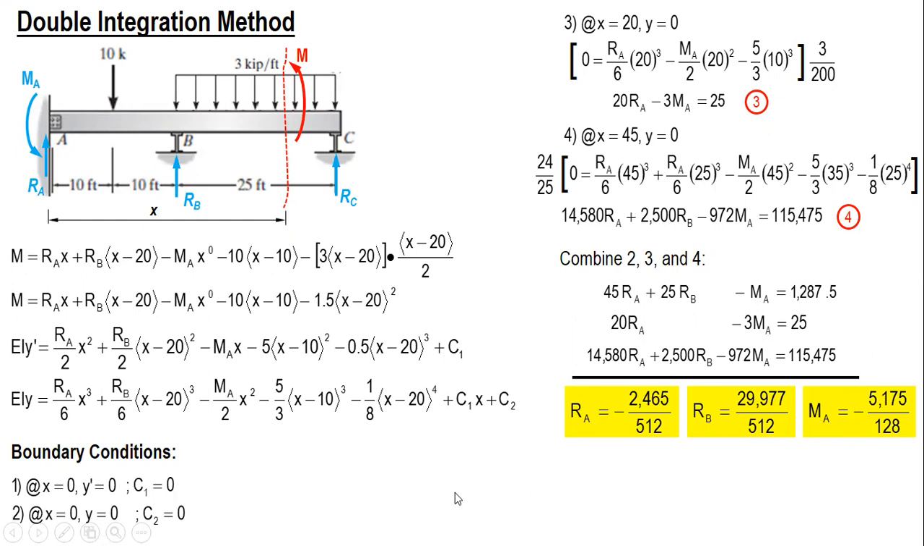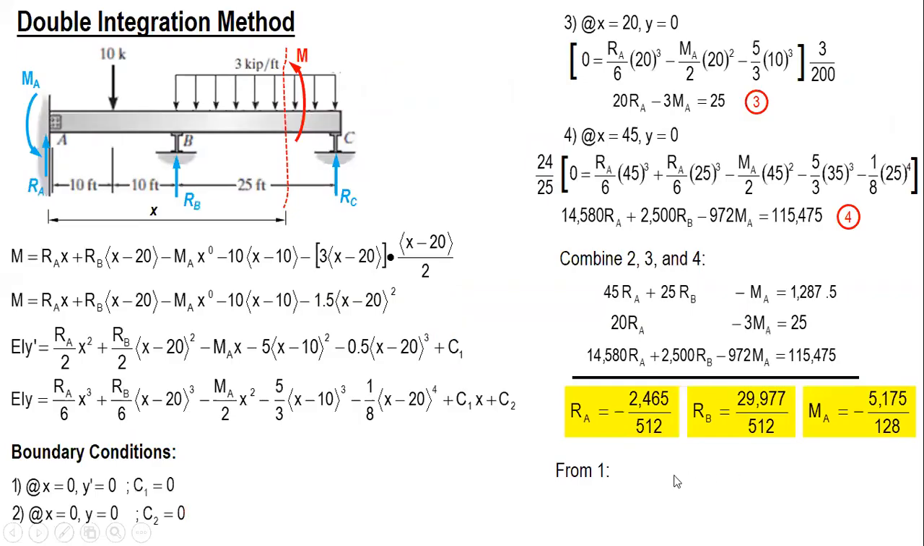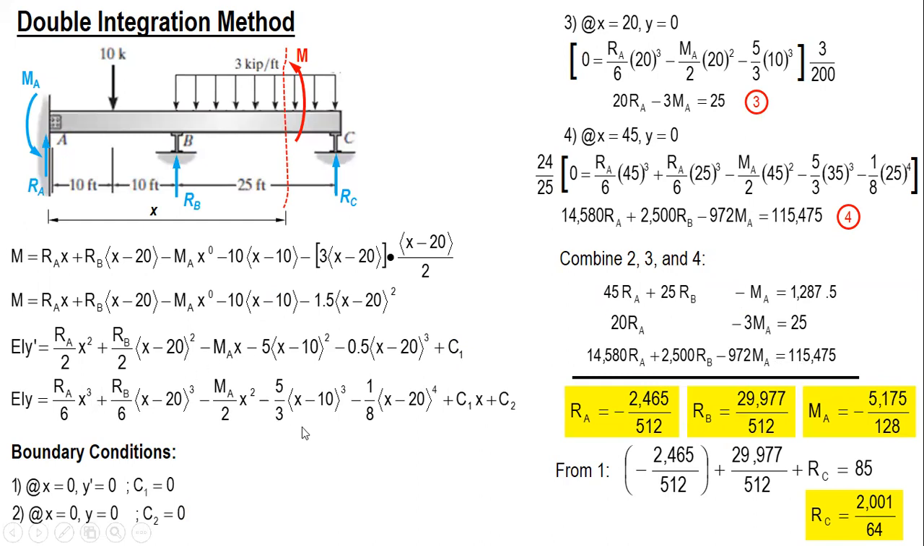So after this, the only thing missing is RC. So from equation 1, knowing RA and RB, you can determine RC. This is RA, RB, and RC equals 85. So RC is equal to 2001 over 64. Okay, so after this, we are now ready to draw the diagrams.